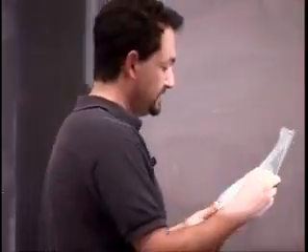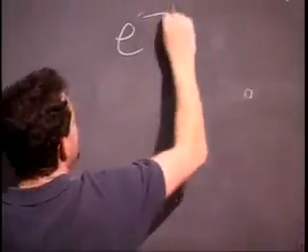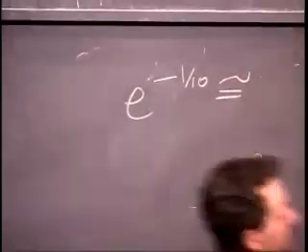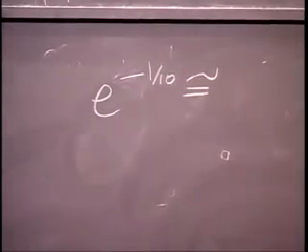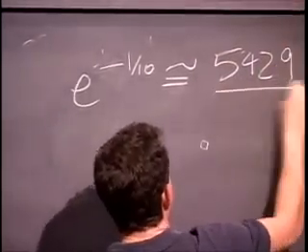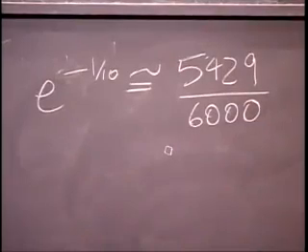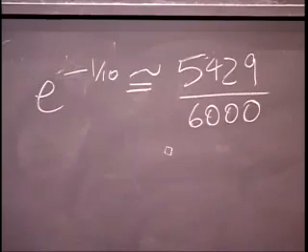Now, I still have about 10 minutes left, so I'm going to move on to something that looks similar, but not quite the same thing. In fact, let's write down this approximation again. We saw that e to the minus 1/10 is approximately equal to, and I wrote up the fraction before, 5429 over 6,000. All right. So what can I say about this? Well, that's very good. We saw that they were very close. Now I want to ask you, how close are these things?